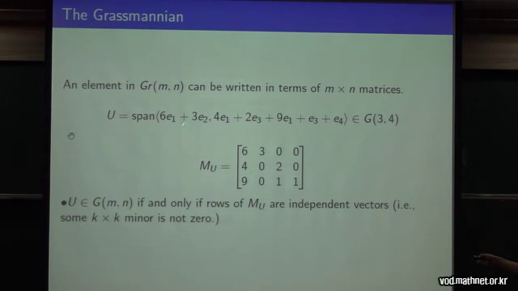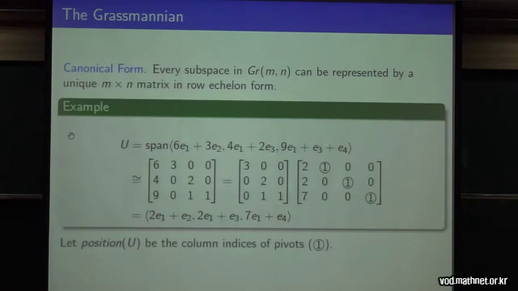Let's say these are some bases, and each column is a vector in three-dimensional space. So if you have a matrix M, it is in the Grassmannian of m, n if and only if these columns are linearly independent. That's fairly standard.